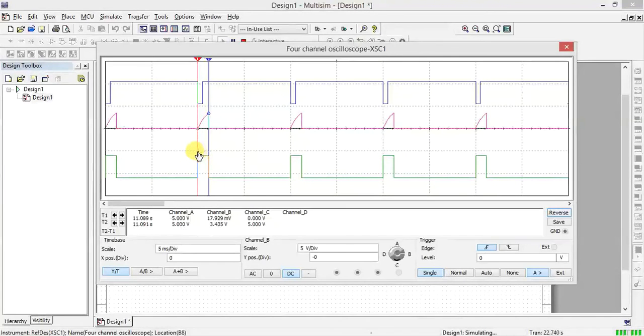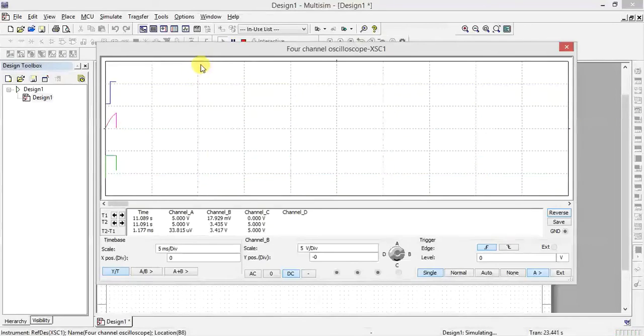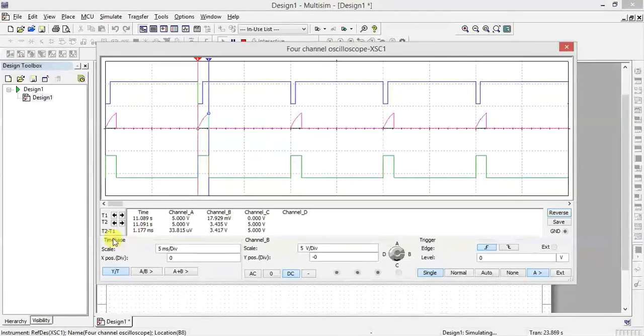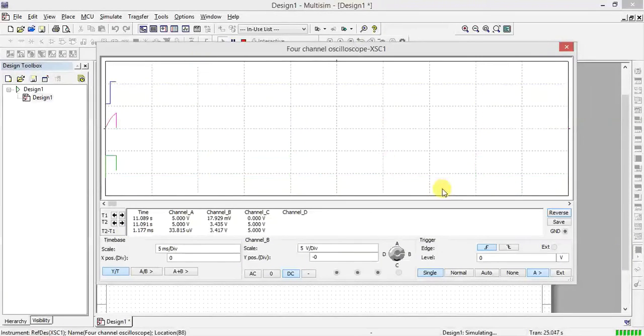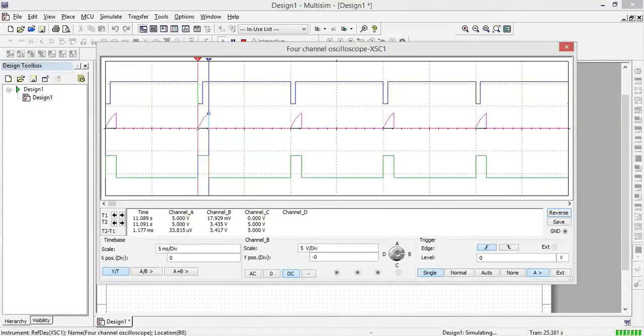Using the blue cursor and the red cursor, two cursors, you can see T2 minus T1. How much is it? 1.1 milliseconds. So let us check theoretically whether our answer is correct. I will take a calculator.